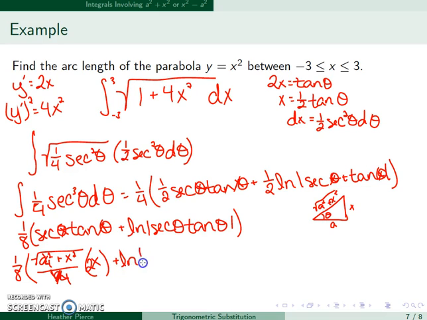plus ln of the absolute value of secant theta, which we just said was the square root of 1/2 squared plus x squared over 1/2, and then tangent theta, which is 2x. All between -3 and 3. So you can see that this actually does get fairly complicated.